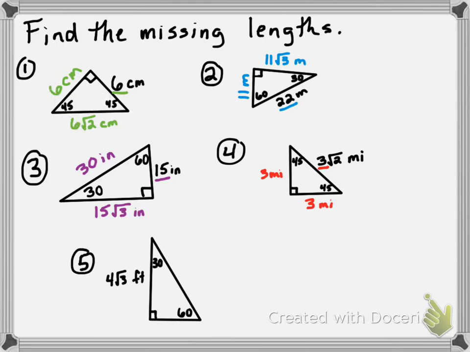Alright, now, number 5. Another 30, 60, 90. This time I know the long leg. Okay, so I need to find the short leg first. Well, if the long leg is 4 square root of 3, then that 4 is my short leg. The short leg is 4 feet long. And if my short leg is 4 feet, then my hypotenuse is twice as long, so it is 8 feet. Alright?